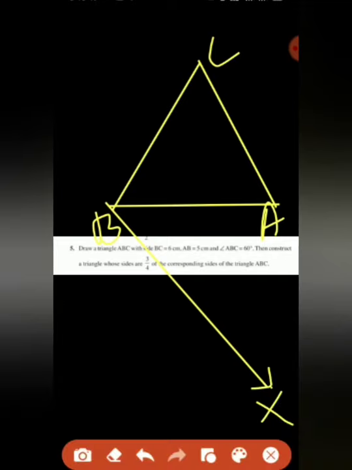Very simple. You mark 4 points here. After marking 4 points, name them B1, B2.